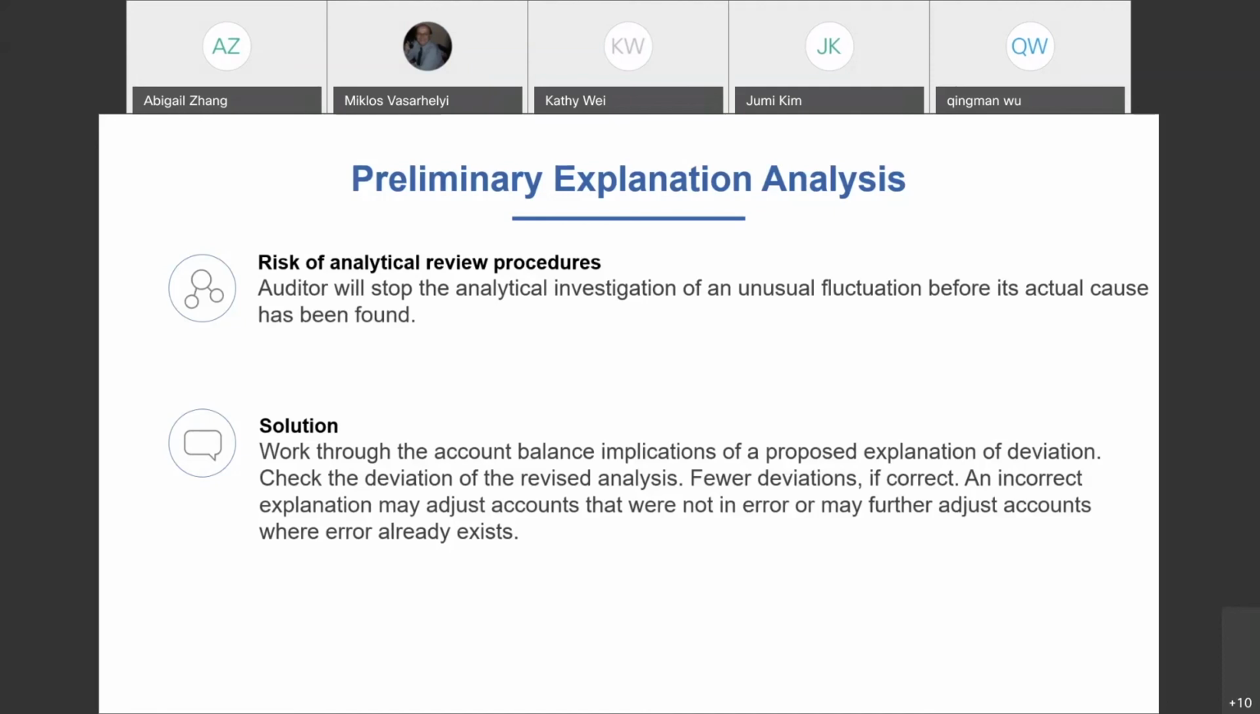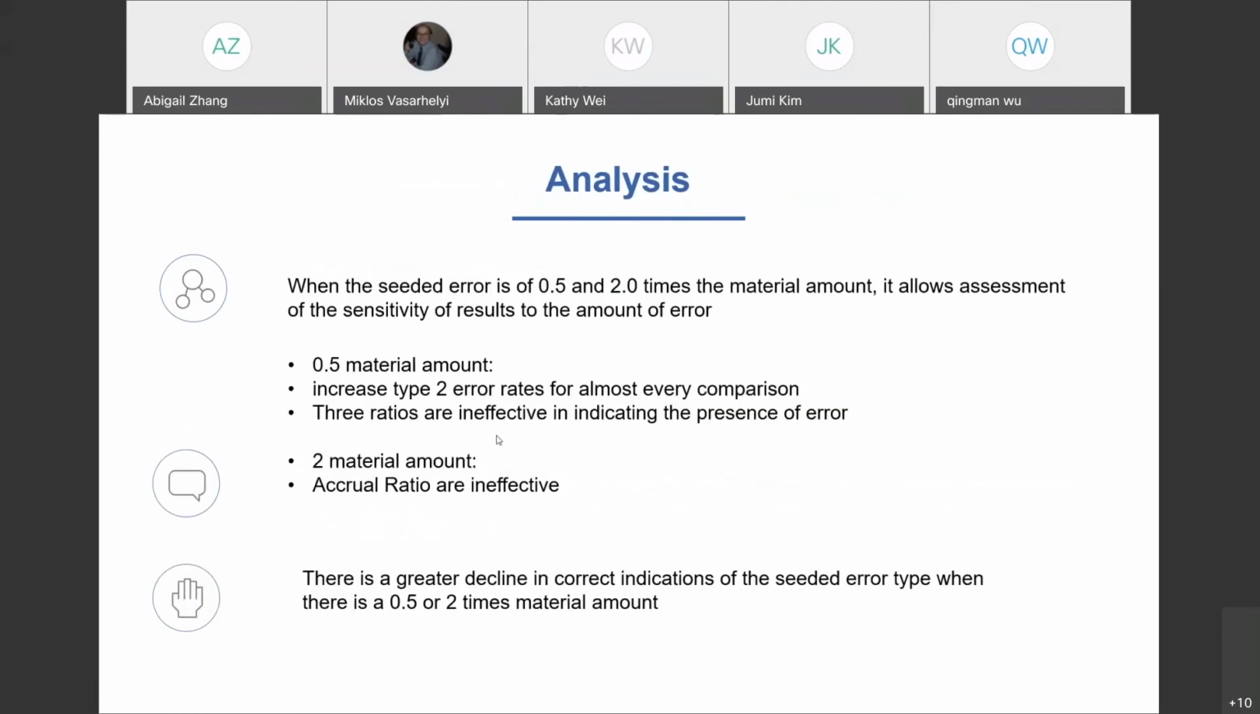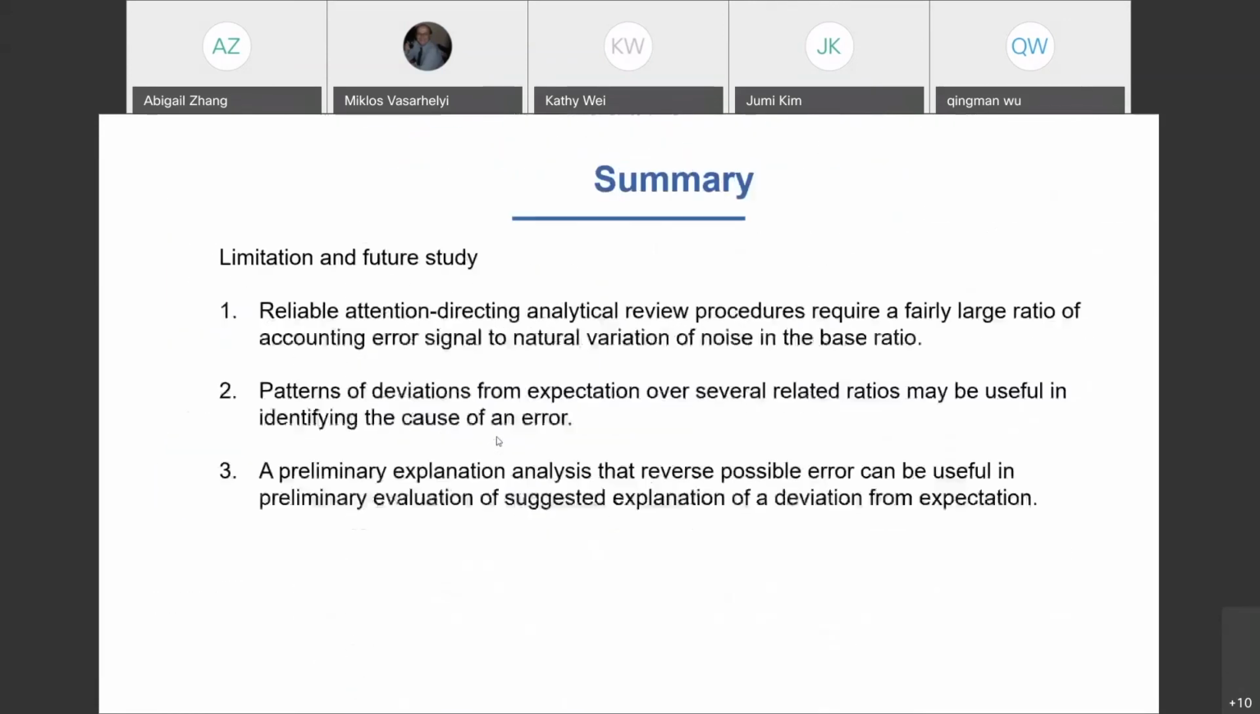Okay, Hanshin, can you move to your summary, the final slide you had? Okay, so it basically says reliable attention directed analytical review procedures require, oops. Guys, can you hear me? Yes. Yeah, because it's telling me that WebEx is updating, so I got a little bit worried here.